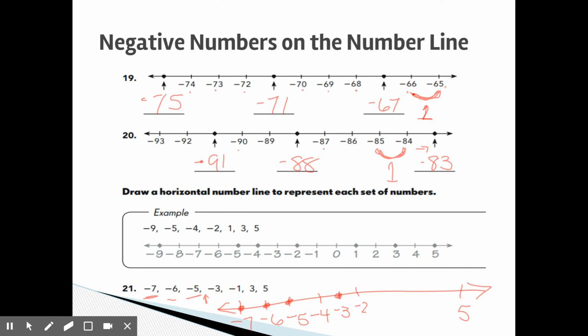Negative 2 is not included, but negative 1 is. Then we have 0, 1, 2, and I got a little squished. 3, they did ask us to put that one there. 4, and the 5. So that's what it would look like on your answer key.